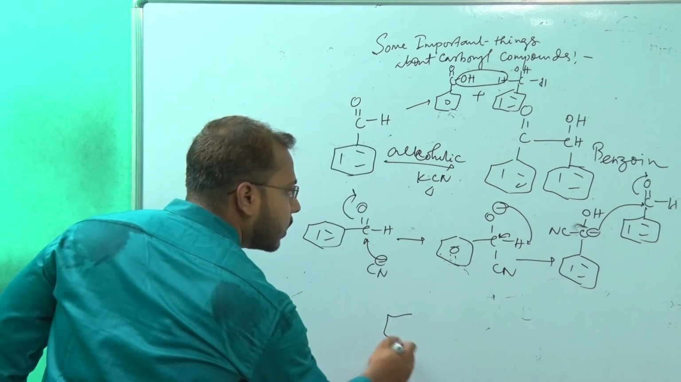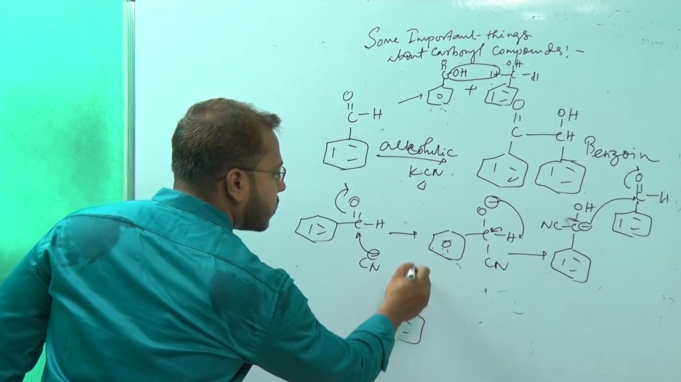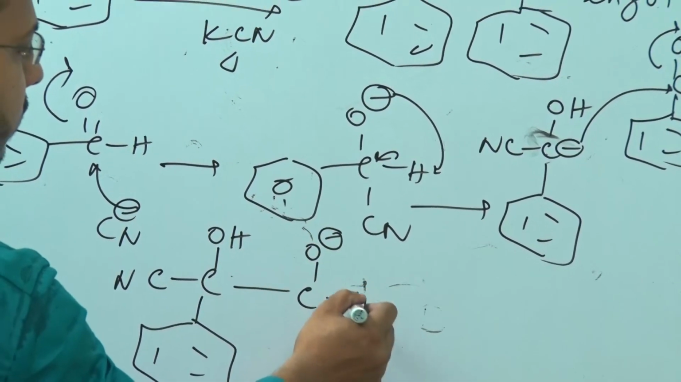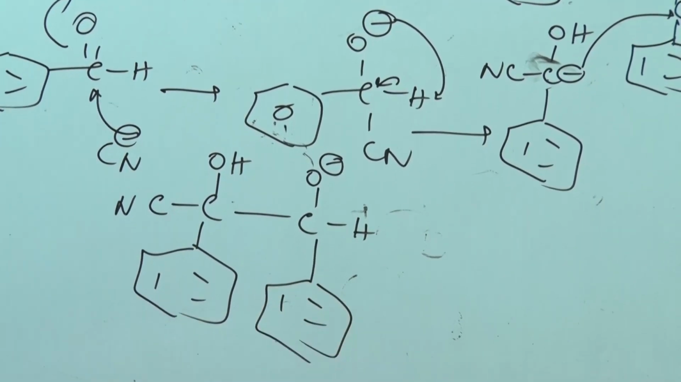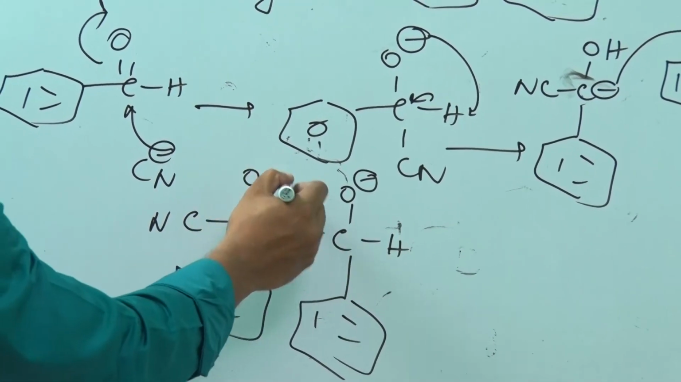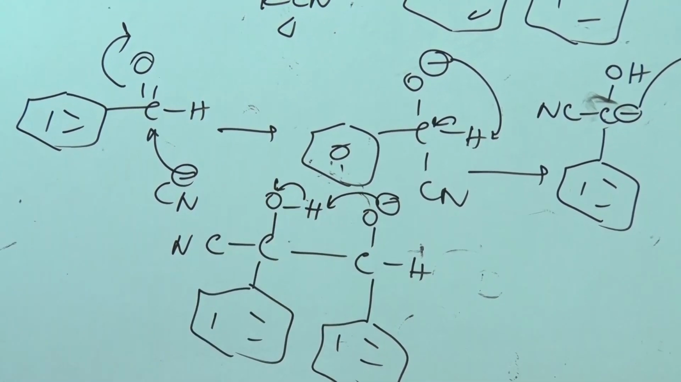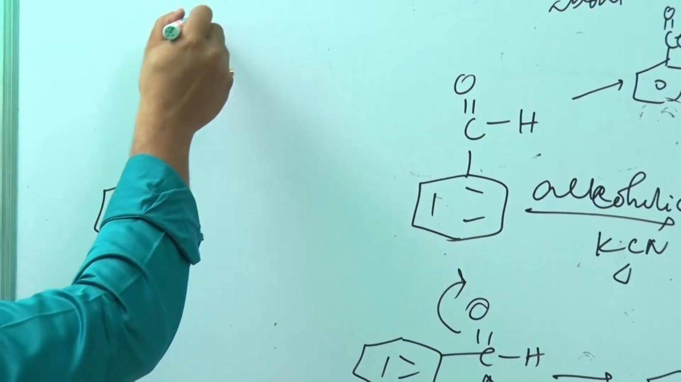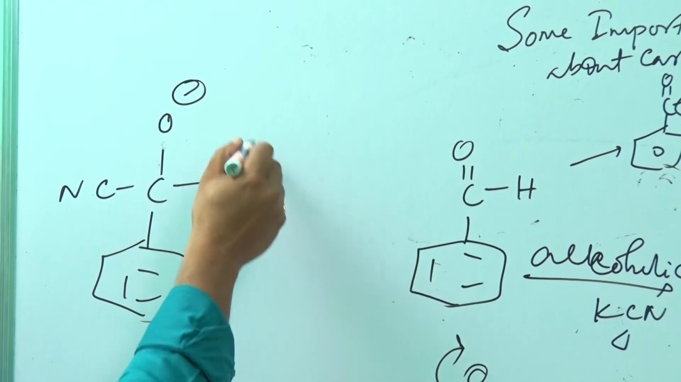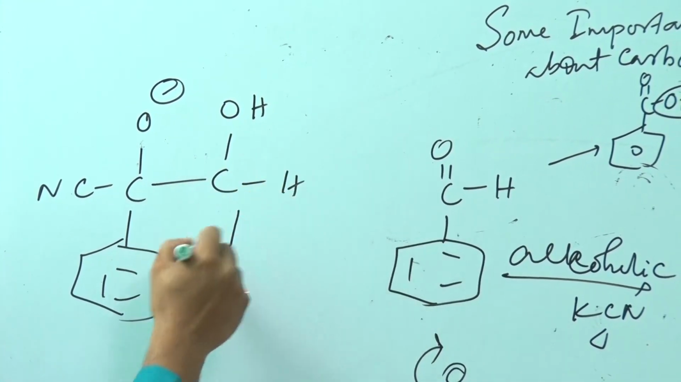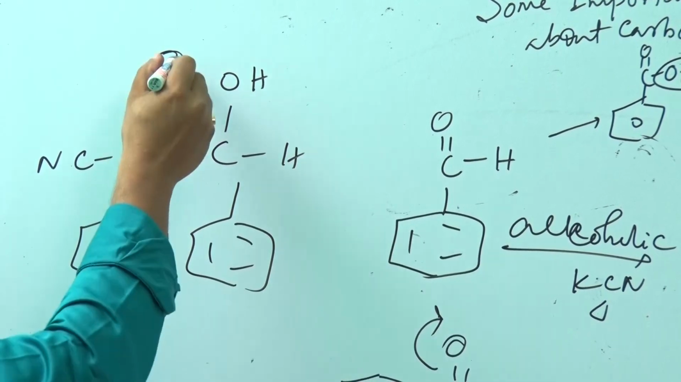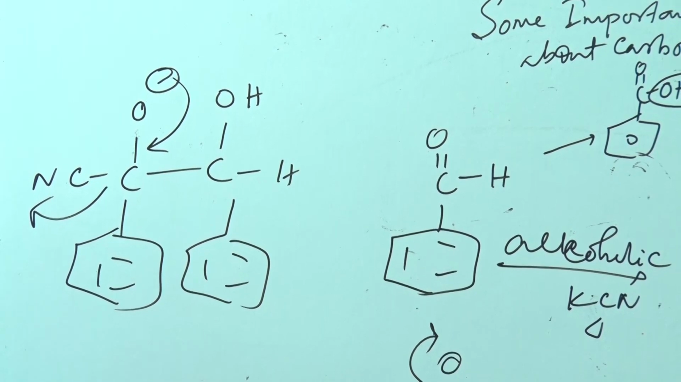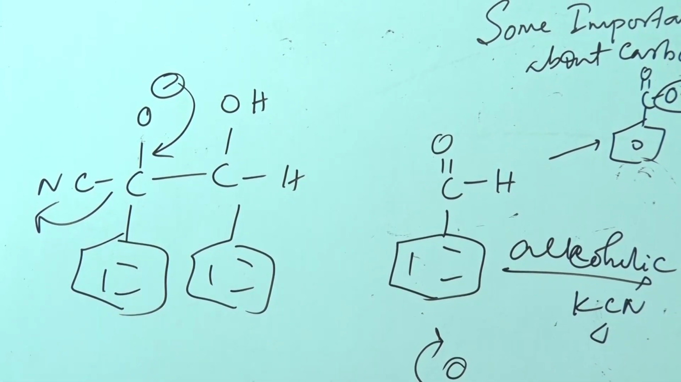So now the structure becomes O-, H+ and this part. So this O- now takes the electrons from this and the structure it will form is O-, CN, OH, H and benzaldehyde, and this minus will form a bond, CN will be eliminated and you will get the product benzoin. So this is the mechanism of benzoin condensation.